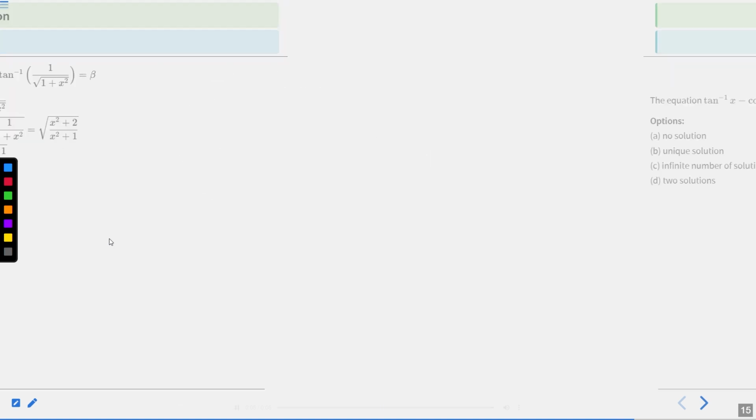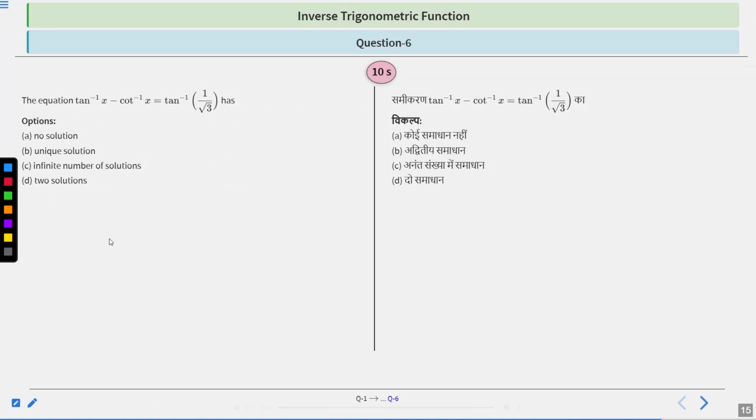Okay, let's move to the next question. Question number 6, which says: the equation tan inverse x minus cot inverse x is equal to tan inverse 1 by root 3 has how many solutions? So, what can we do? First, you will try to convert this equation in terms of tan inverse on both sides.